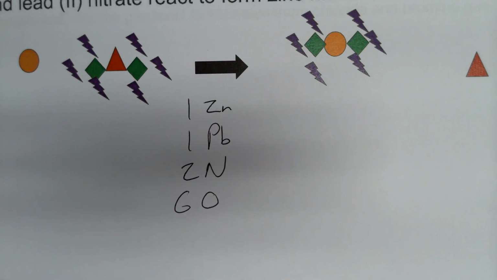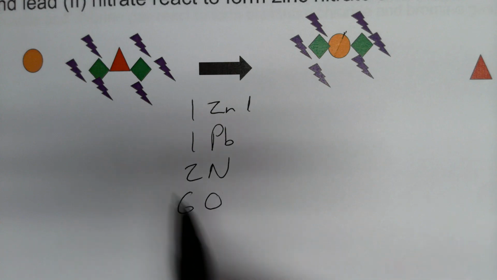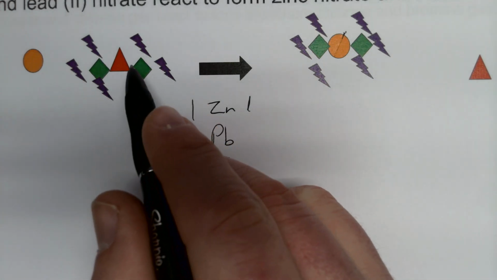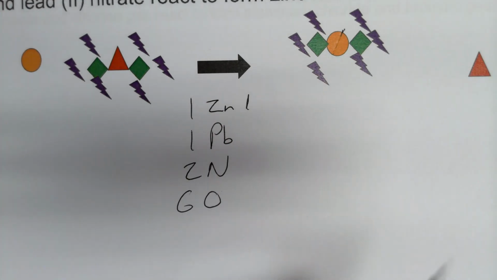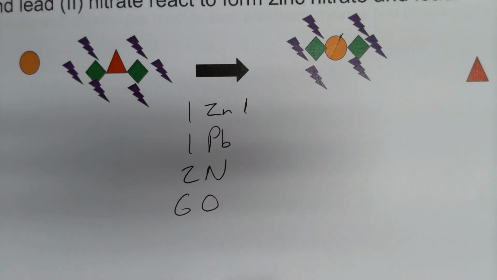Let's count our products. If the orange circle represents zinc on the product side, how many zinc atoms do I find? 1. Right here, right? I have 1 zinc atom. If lead is represented by a red triangle, how many lead atoms do I have in my product side? Red triangle, you have none? Oh, 1. Right here.